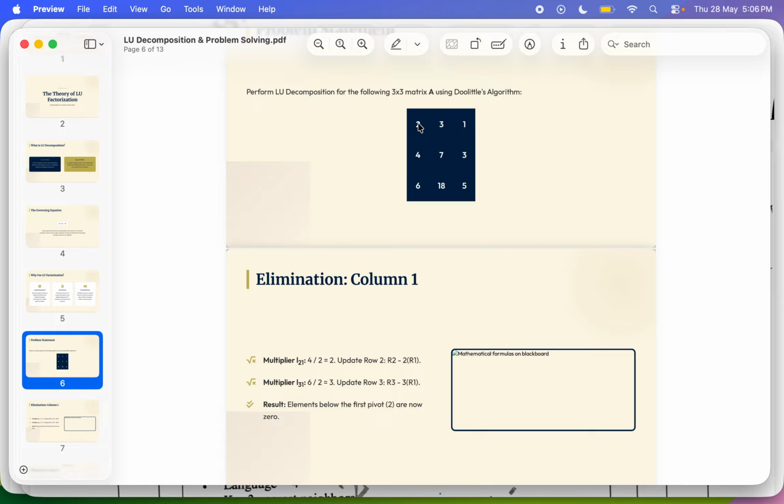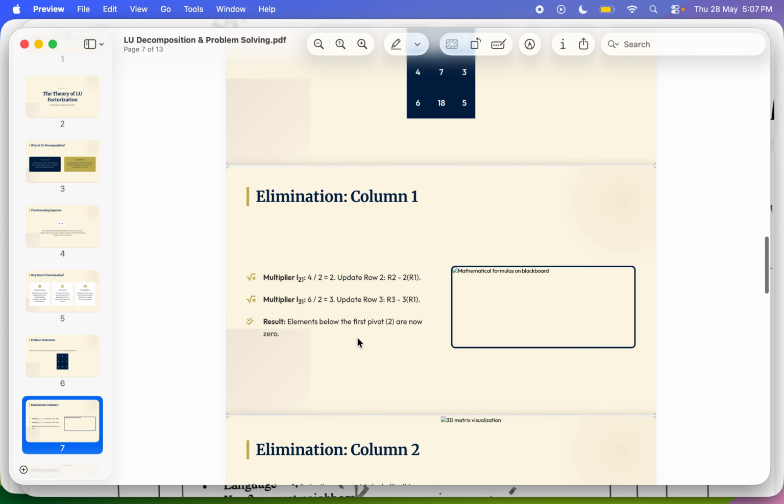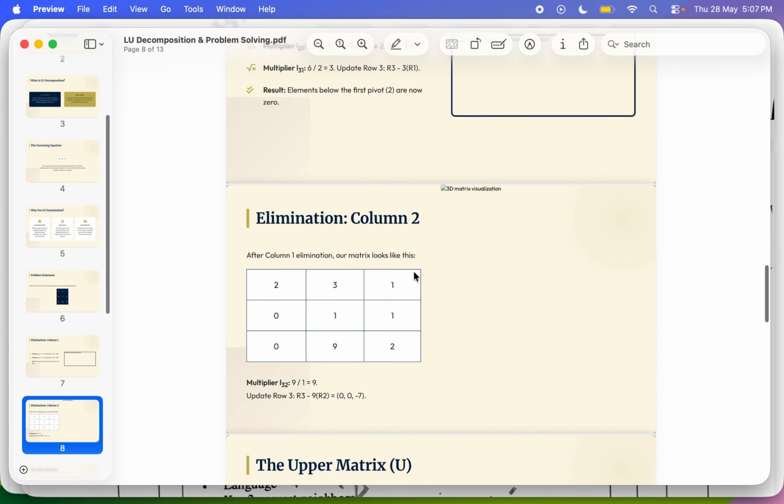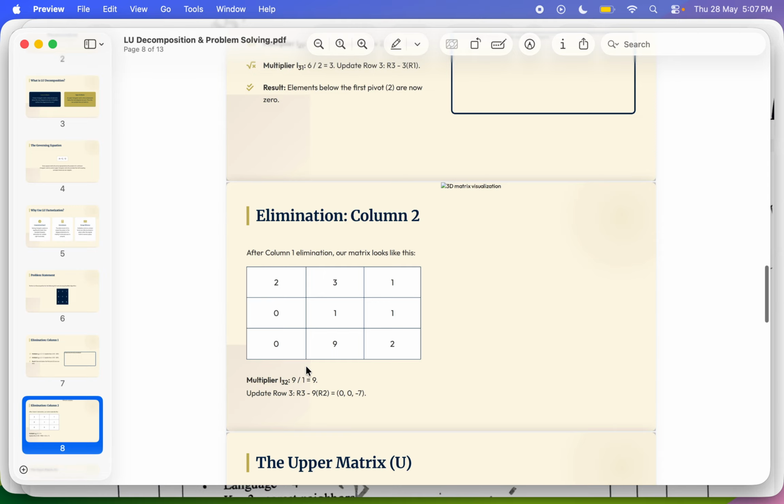So what do we have to apply? This can be done by dividing by this one. So the formula will be R2 minus 2 into R1, and similarly for row 3, to make this particular value 0, you have to use R3 minus 3 into R1. Then the L31 location can be 0. When you apply these formulas, you will get these values.